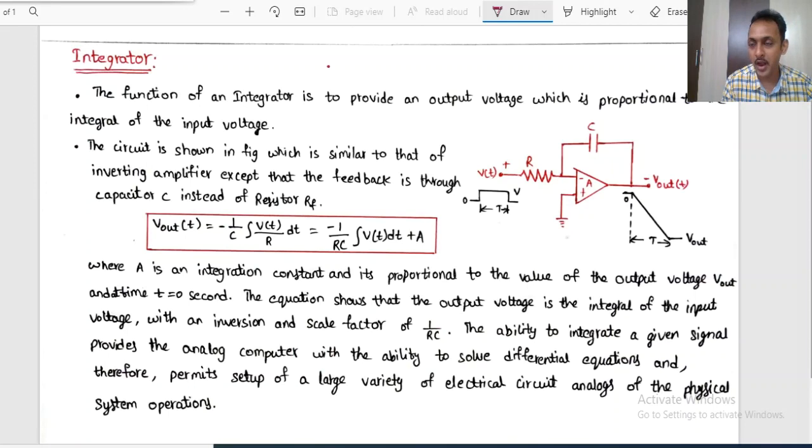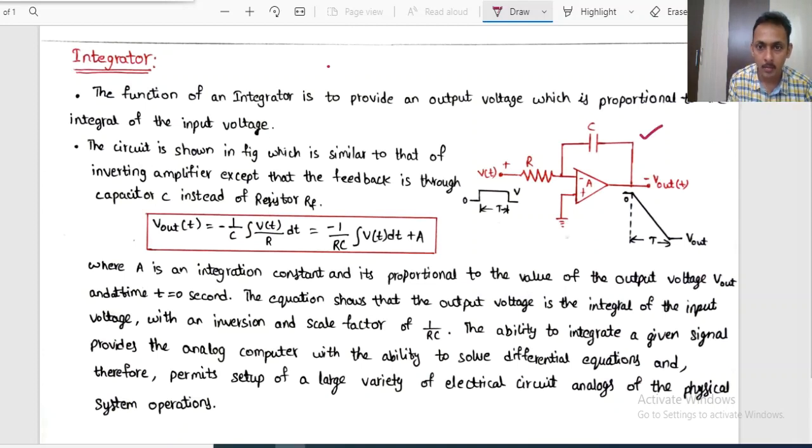In this video, we are going to discuss one more important application, that is the integrator. Already we have completed, in the previous videos, the inverting amplifier and non-inverting amplifier, and we have seen the analysis part and also the gain calculations. In this video, we are going to discuss the integrator and its circuit.